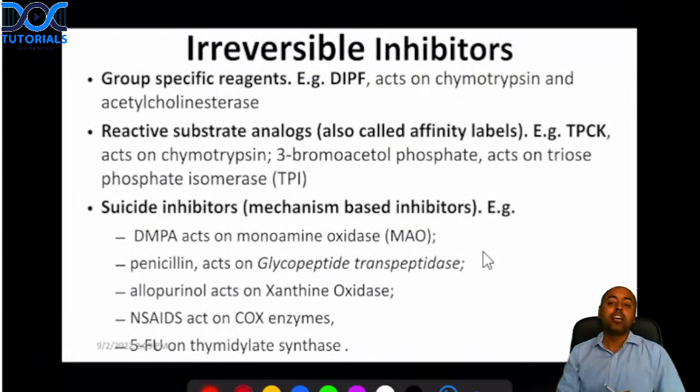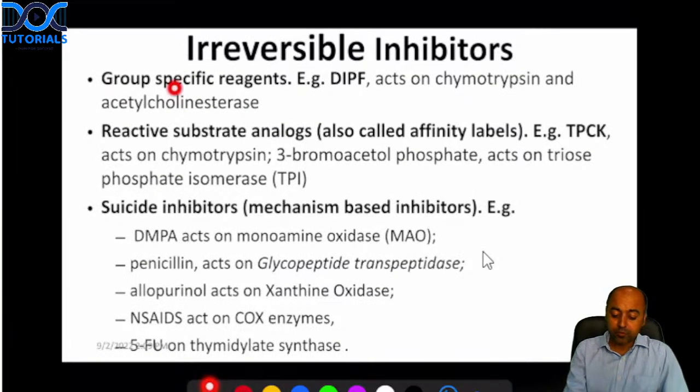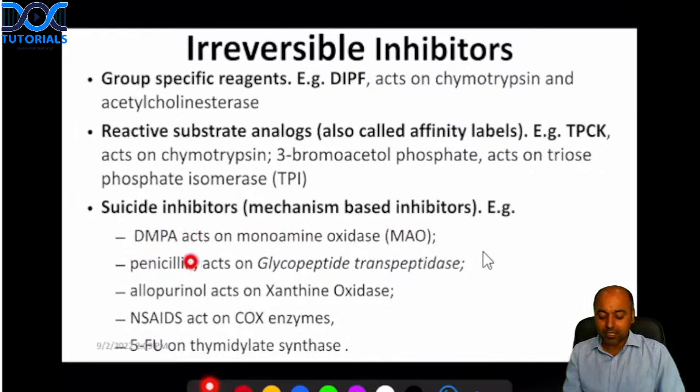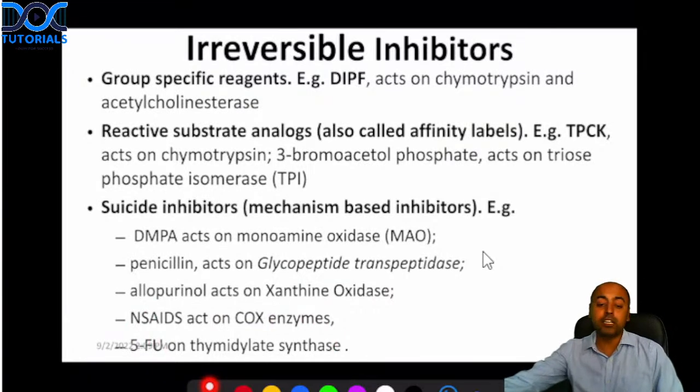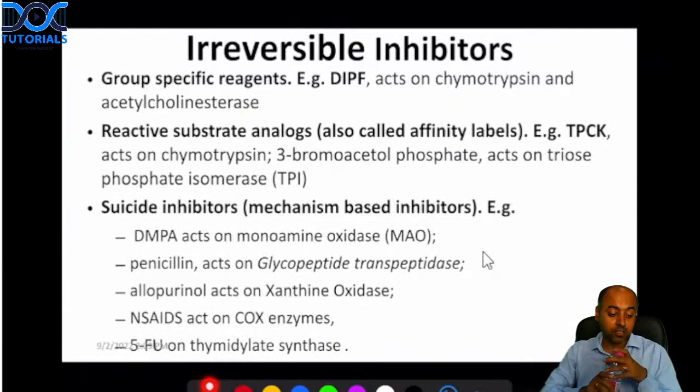So these are some of the irreversible inhibitions: the group specific reagents, reactive substrate analogs, and the suicide inhibitors. You can see here dimethyl propargylamine acting on monoamine oxidase, penicillin acting on glycopeptide transpeptidase, allopurinol acting on xanthine oxidase. Other examples include the NSAIDs and 5-fluorouracil on thymidylate synthase. These are some of the other examples.